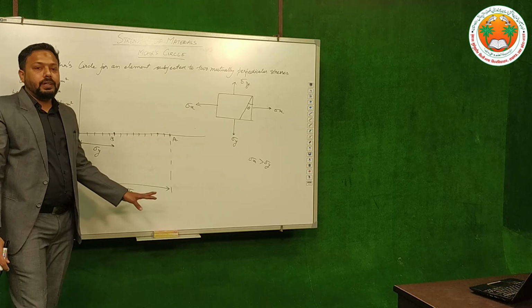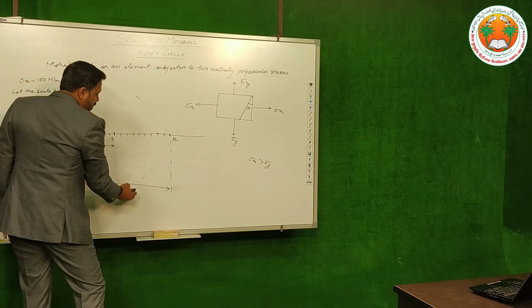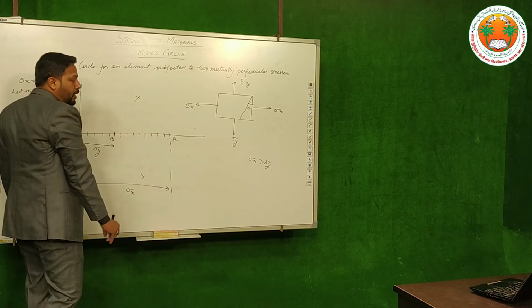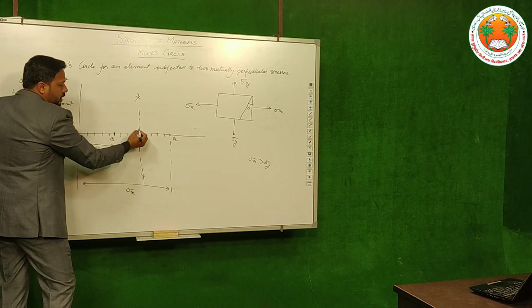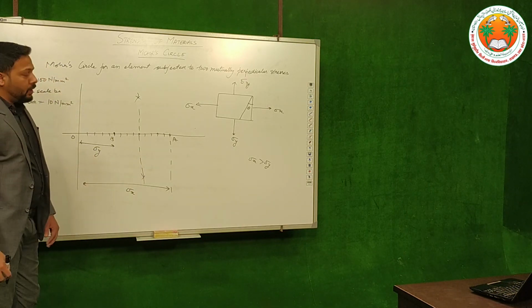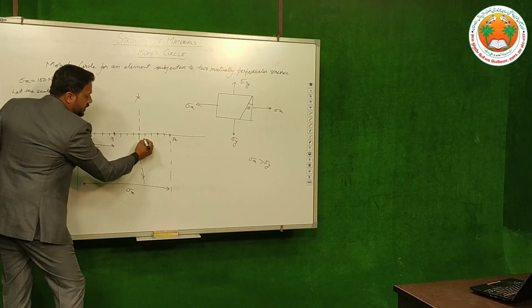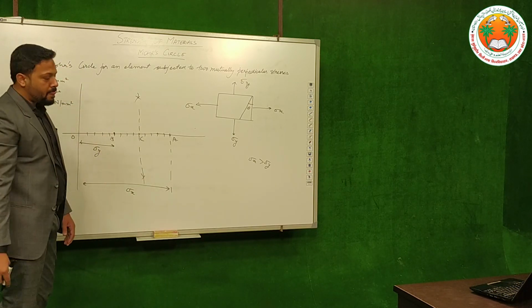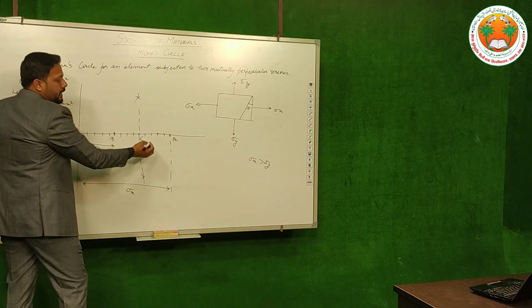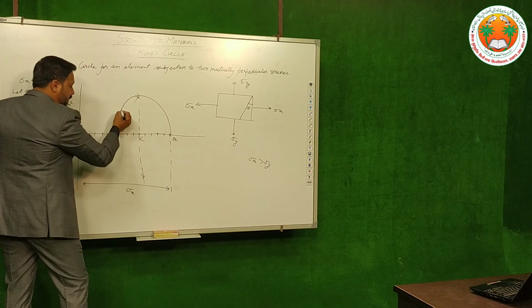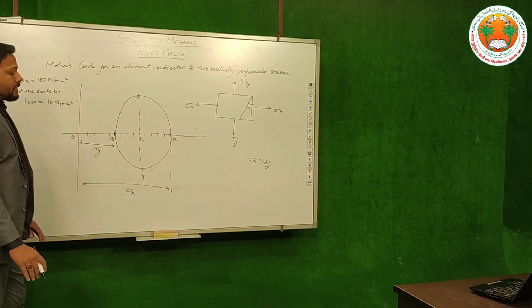After plotting point A and point B, we will draw the perpendicular bisectors of A and B, and the point where these lines meet is the center of the circle. With C as center and CA or CB as radius, we will draw a circle. This is the Mohr circle.